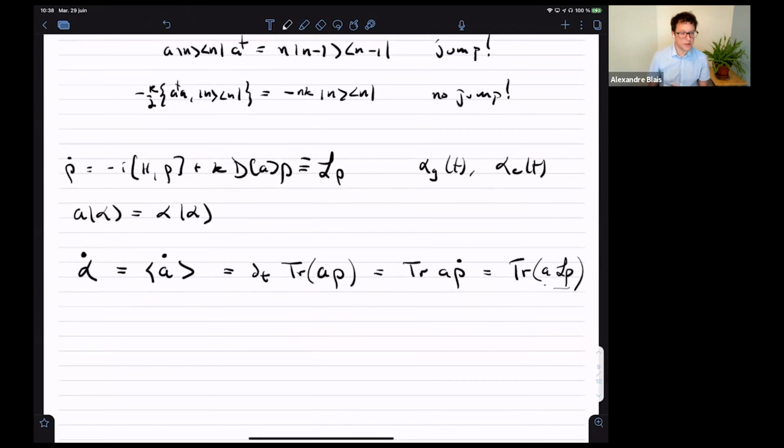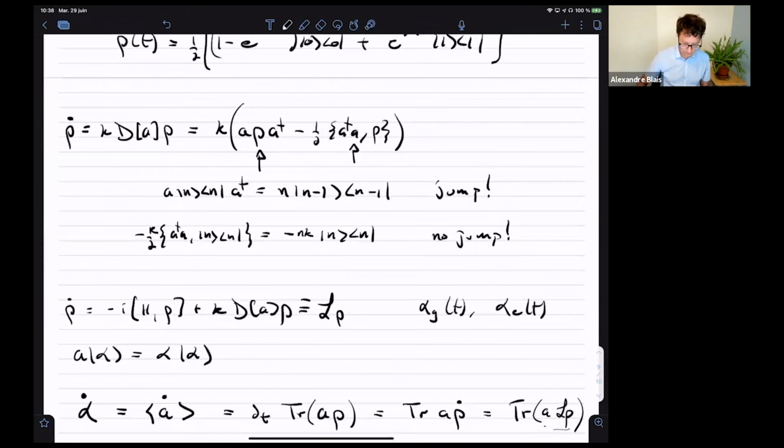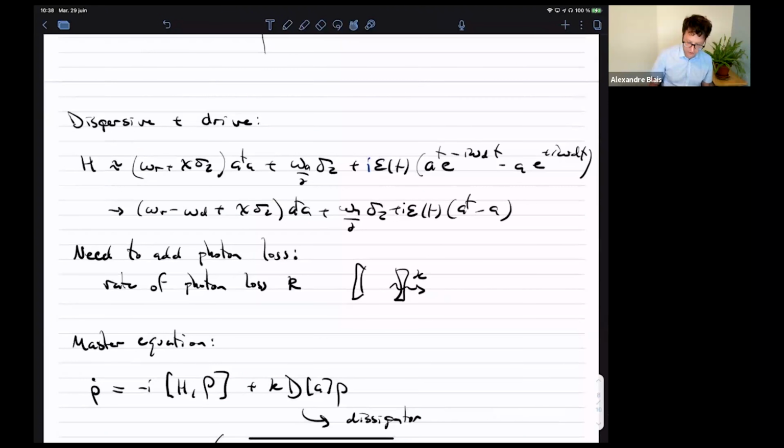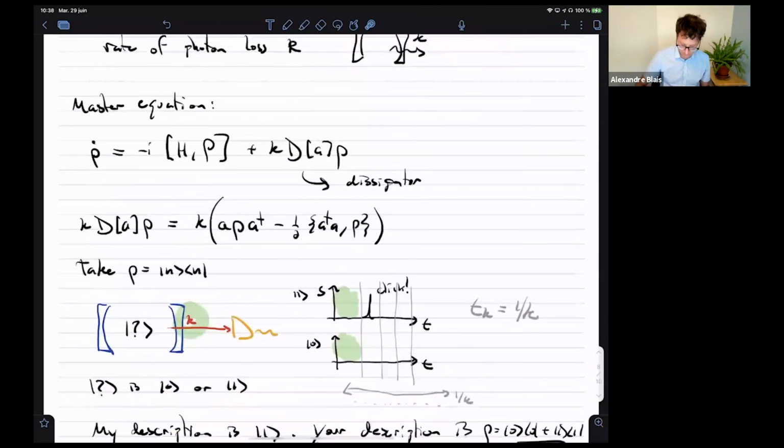And if you do this calculation, you will find the following thing. You will find that alpha dot, if the system is in the ground or excited state, with my notation I guess I should write excited / ground, is given by minus i times omega r minus omega d. Sorry for the scrolling. If it was on the blackboard, we wouldn't scroll so much. So first, there's a contribution of the Hamiltonian, including the drive. So let me write this.